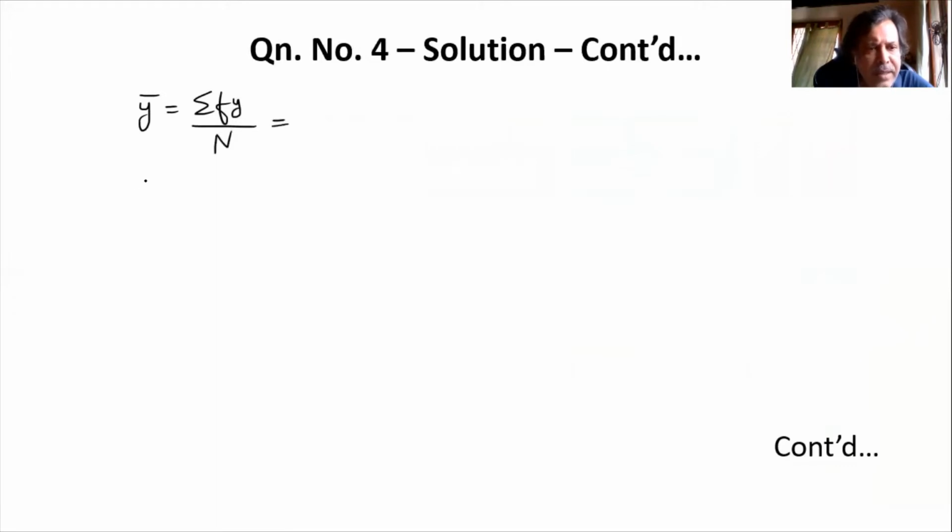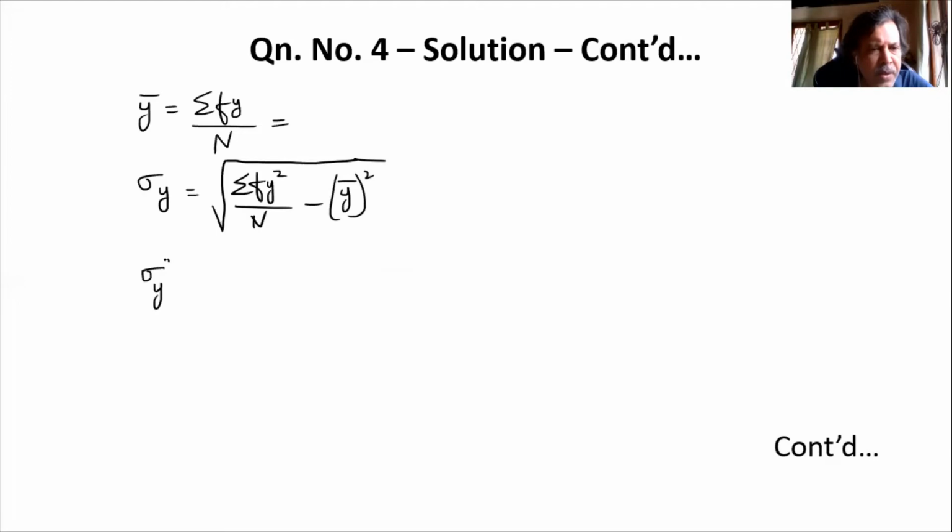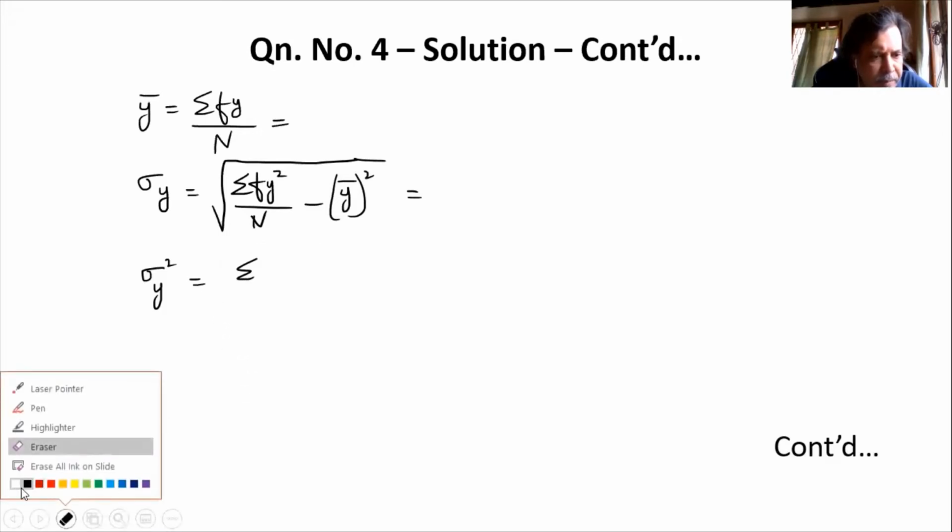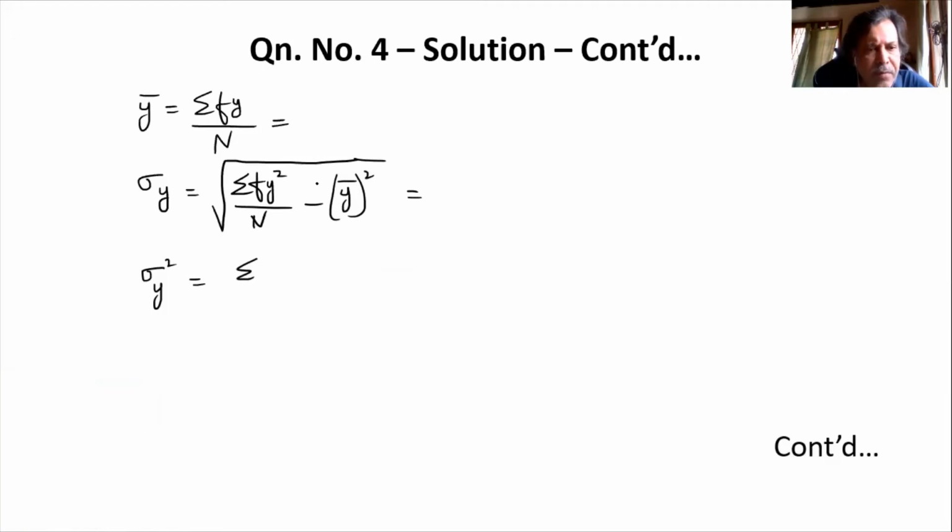Then second, this thing is standard deviation of y. Standard deviation of y means it is square root of summation fy square divided by capital N minus y bar the whole square. The question also asks us to find out variance. So first we will find out variance, then we will take a square root of that to find out what is the standard deviation. So I'm sorry, I should not incorporate this square root because it is variance. So without square root, the same formula.